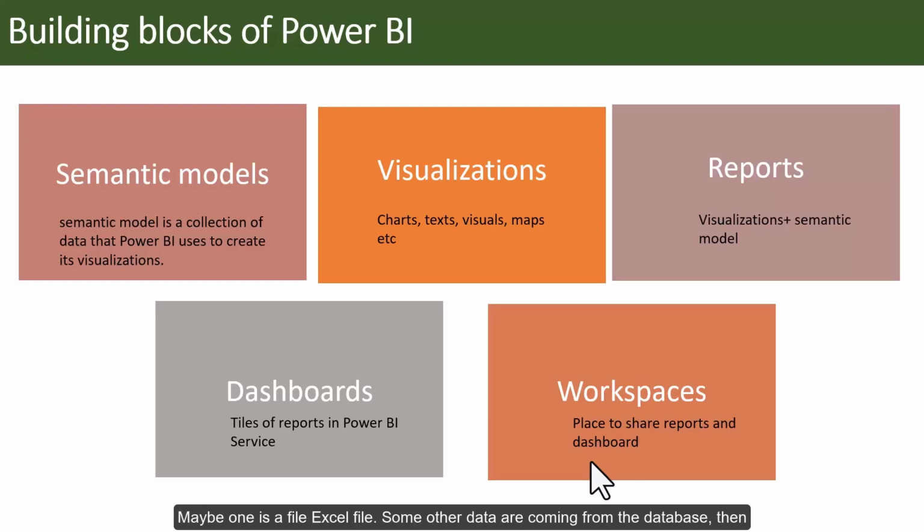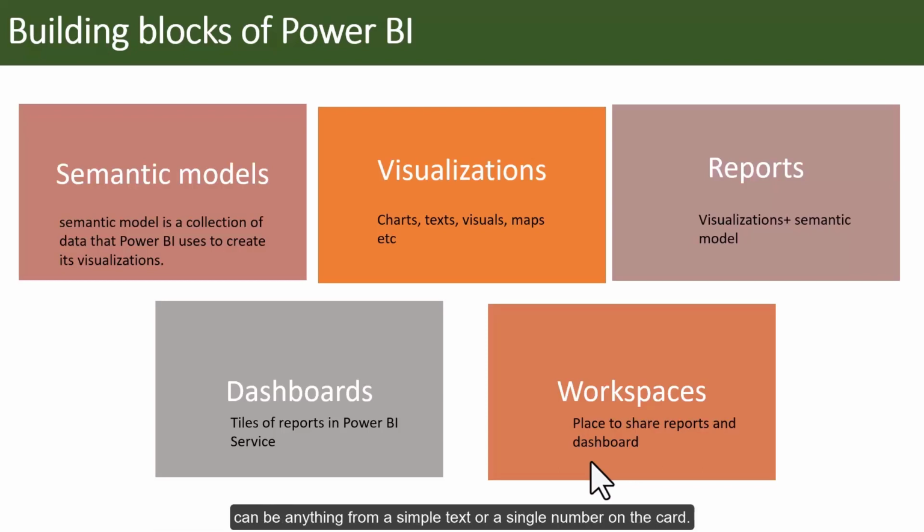Some other data is coming from a database. Then another is coming from the web. Then another is maybe manual. All of this data together, this collection of data, is what we call the semantic model, where we are going to build the relationships between all this data so that they can filter each other. Your semantic model is what you are going to be using to build visualizations.